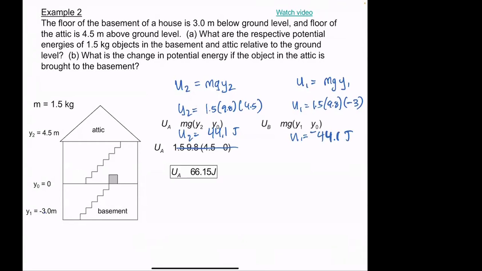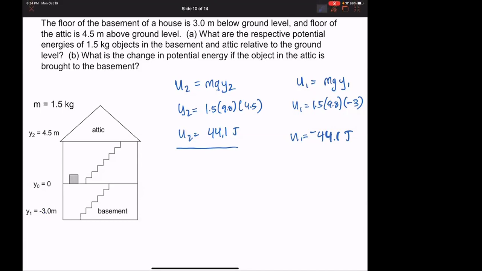Oh my goodness, would this thing stop? I just want to see the eraser. 66.2 joules, sorry.